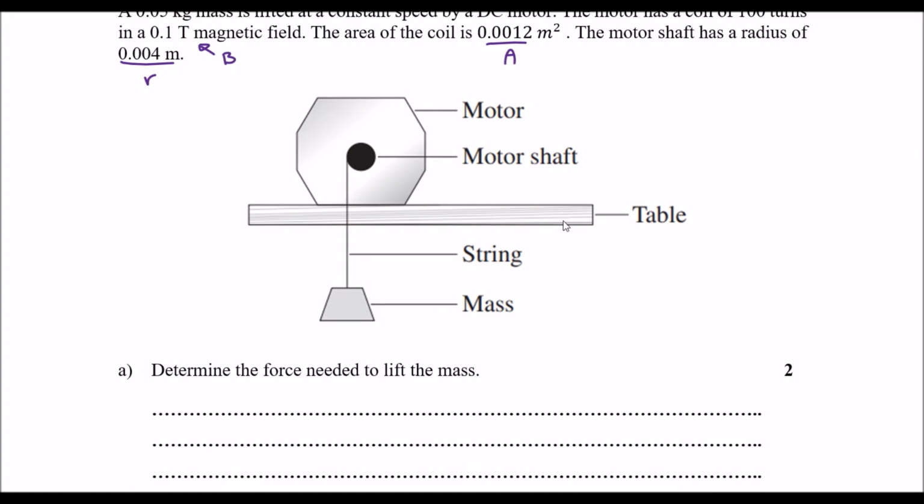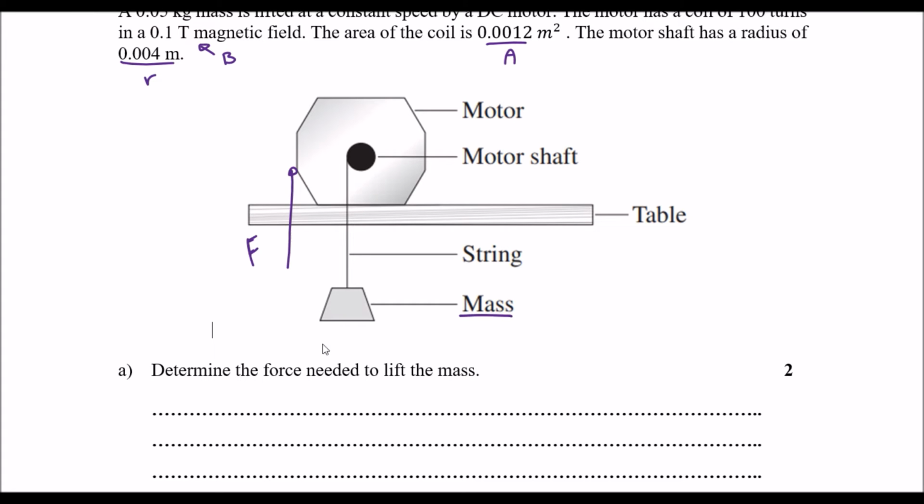So looking at our very first question, it says determine the force needed to lift the mass. So that's our mass object here. How much force do we need to pull that mass upwards? Okay, so to go through the first question, we know that the force required is to go upwards. Now we need to firstly look at what force it needs to counteract.